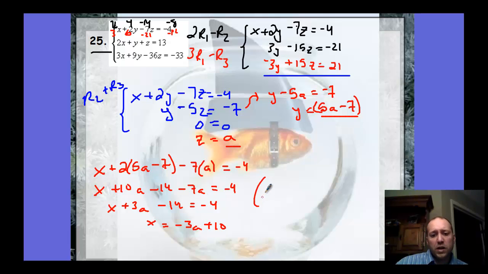So now we have some relationships. We can actually write the ordered triple using these relationships. So -3a plus 10, 5a minus 7, and a. So if we choose some value for z, then we can find our x and y. So these relationships will represent the solutions.